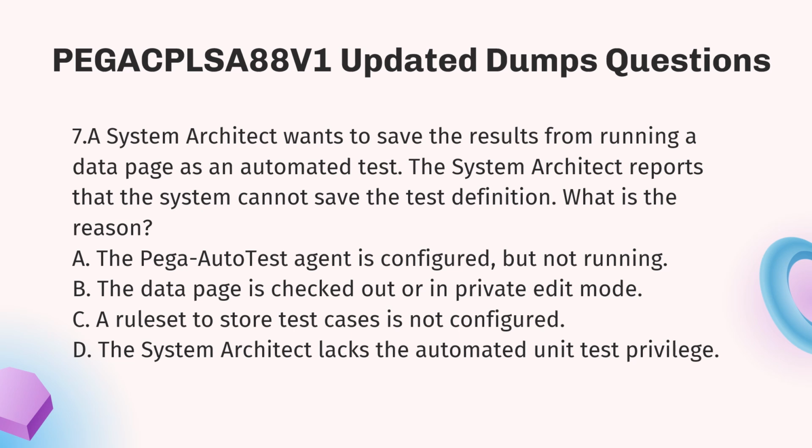7. A system architect wants to save the results from running a data page as an automated test. The system architect reports that the system cannot save the test definition. What is the reason? A. The Pega Autotest agent is configured, but not running. B. The data page is checked out or in private edit mode. C. A rule set to store test cases is not configured. D. The system architect lacks the automated unit test privilege.